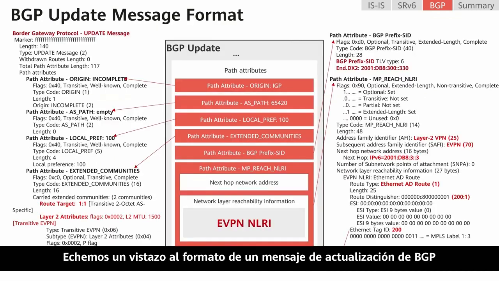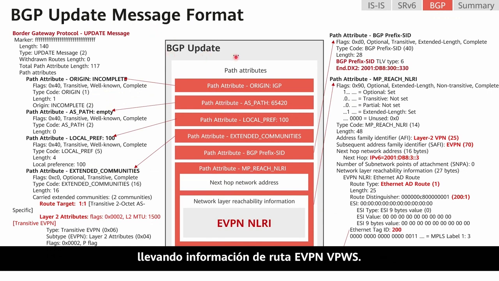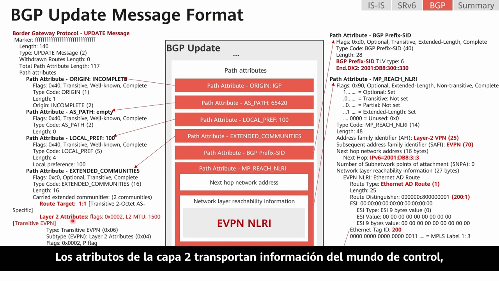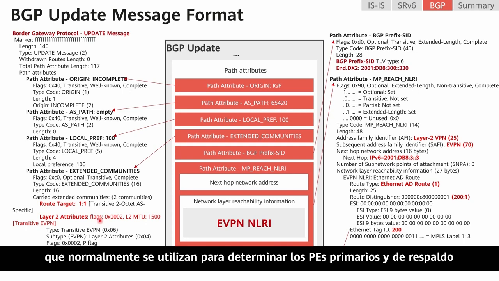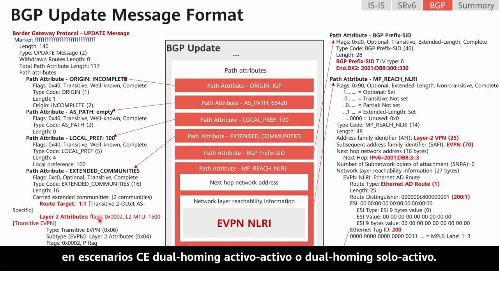Let's take a look at the format of a BGP update message carrying EVPN VPWS route information. The message carries common path attributes, such as the origin, AS-path, and extended communities attributes. Route target indicates the VPN target configured for the EVPN VPWS instance. Layer 2 attributes carry control word information, such as flags, which are typically used to determine the primary and backup PEs in, say, dual homing active-active or dual homing single-active scenarios.